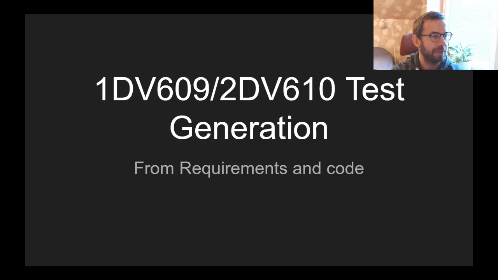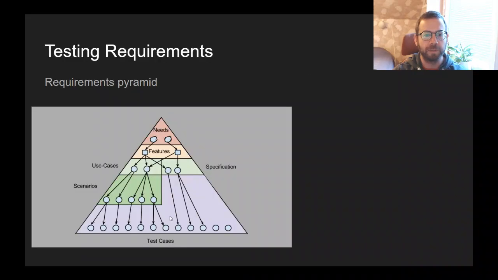Hi, so this is the second part of system testing called test generation from requirements and code. So you've seen the requirements pyramid before. The users or stakeholders have some kind of needs. These needs are then represented as different features. A feature could be something like an authentication system.